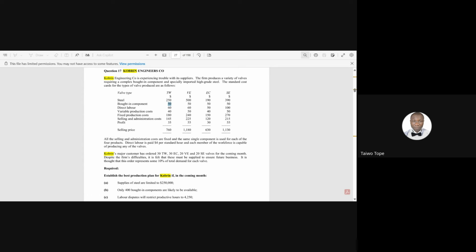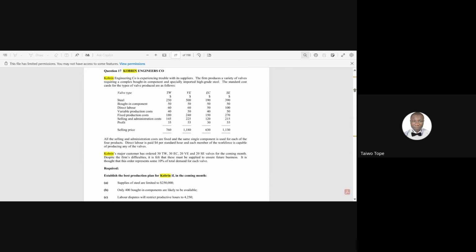You know, this is a standard cost card. It is a cost card for one unit. So for you to produce TW, you will pay 50 naira to get one bought-in component. So they are telling you that the same single component is used for each of the 4 products. It means you are using one component to produce a unit of TW. It means that 50 times 1 is 50.